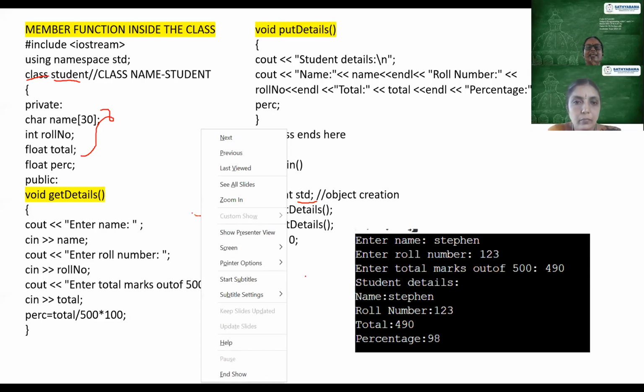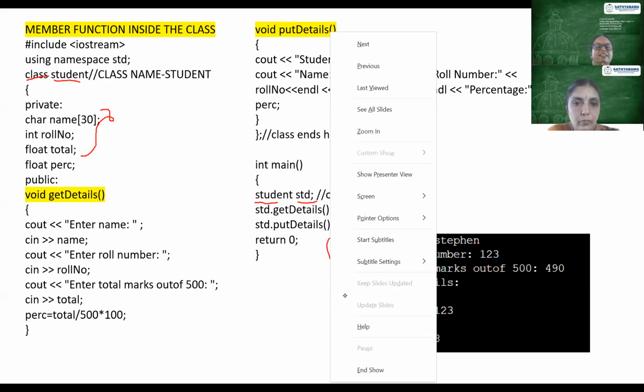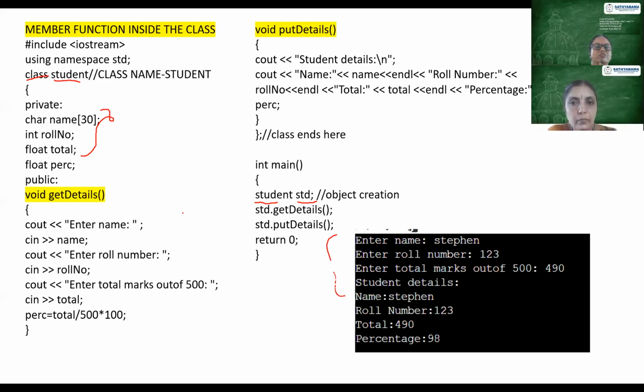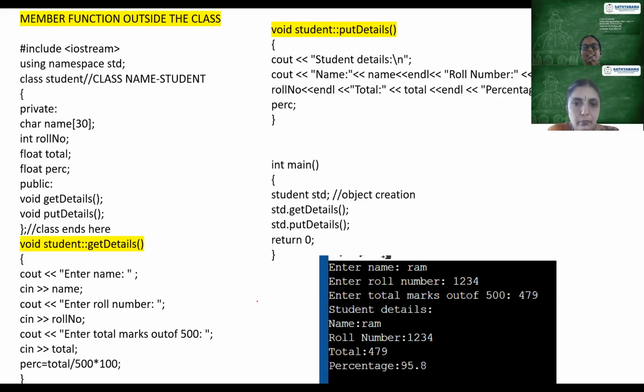You all know, enter the name, enter the roll number and all. So this all comes under the get detail, and this all comes under the put detail. Yes. Okay, I will execute this program. So this is member function inside the class. Okay, next program we will see member function outside the class.